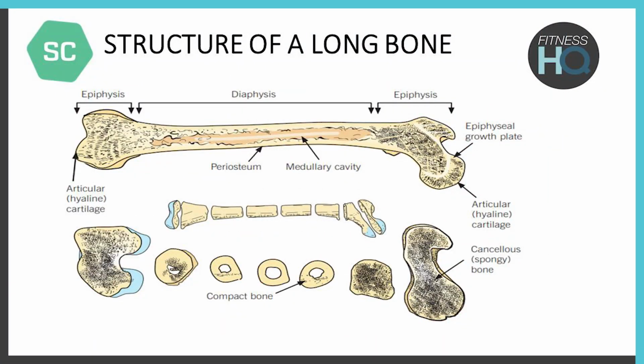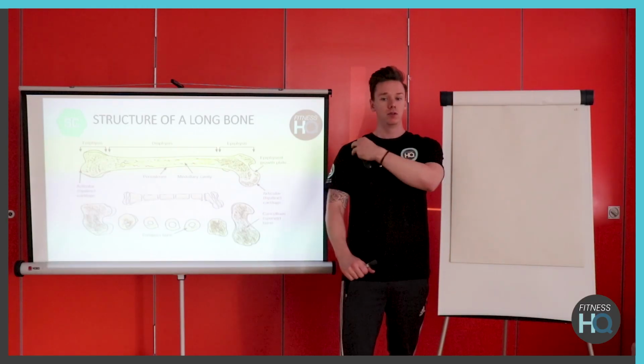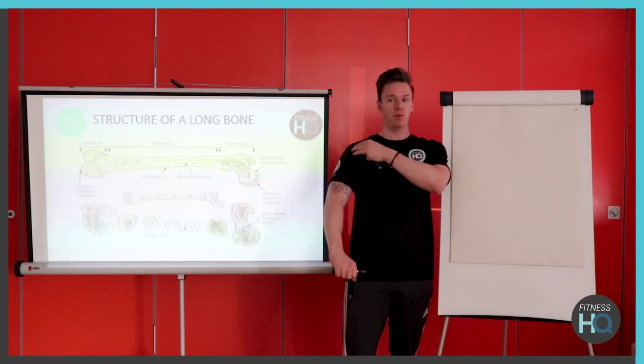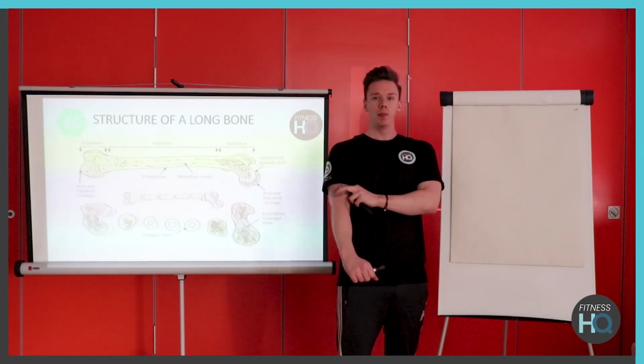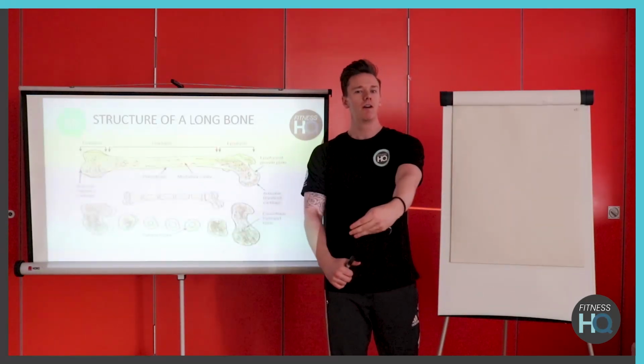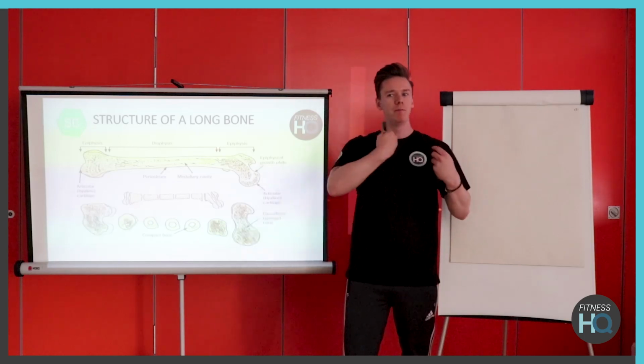So this is what it looks like. We've got the structure of a long bone. The actual shaft of the bone is called the diaphysis. So again, new words come up there. You can see it on the board anyway. The two ends, we've got the epiphysis. And if we take the humerus, for example, we've got the proximal, which means closer to the midline, epiphysis. And we've got the distal epiphysis, which is the one that's further away from the midline of the body.